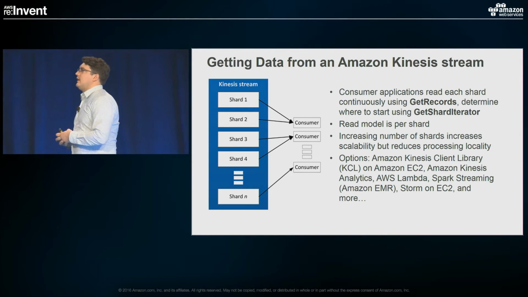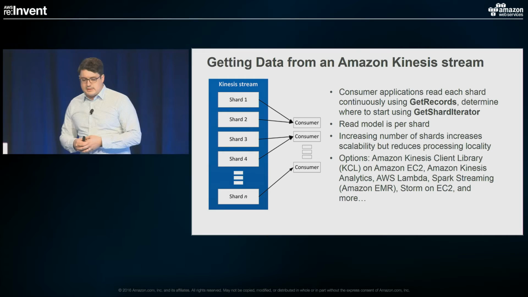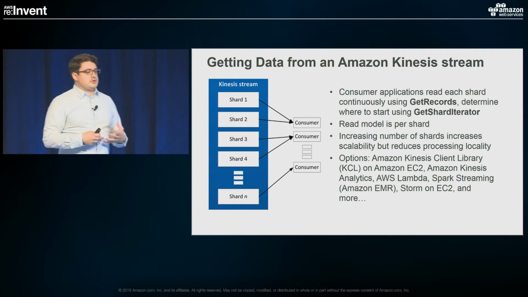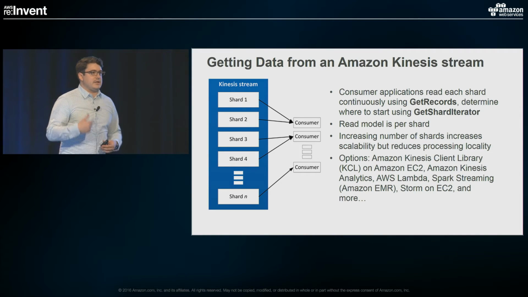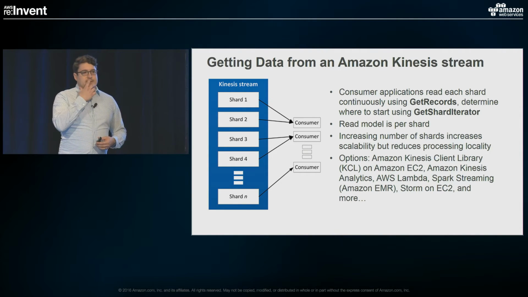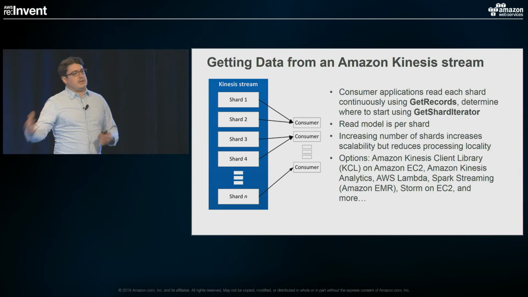A key point on this slide is I've mentioned processing locality a couple times. Increasing the number of shards will both increase throughput as well as make your processing scale more because you're increasing parallelism, but you lose processing locality the more shards that you add. So the example that I gave earlier about an instance ID, if you need to correlate across multiple partition keys, you lose that as you scale up.